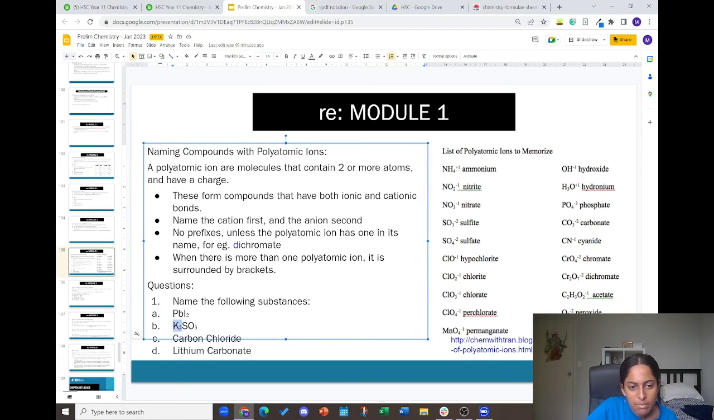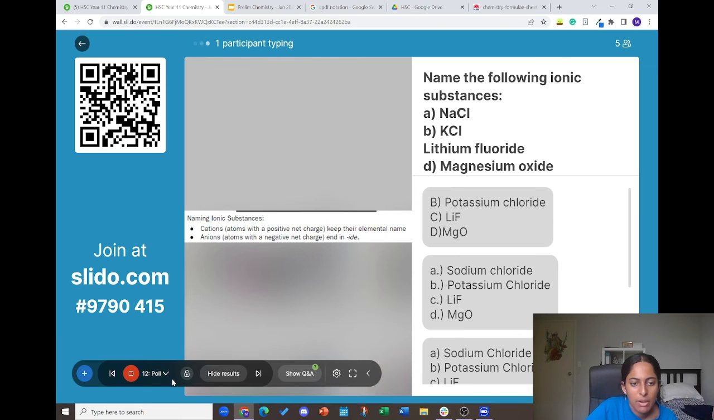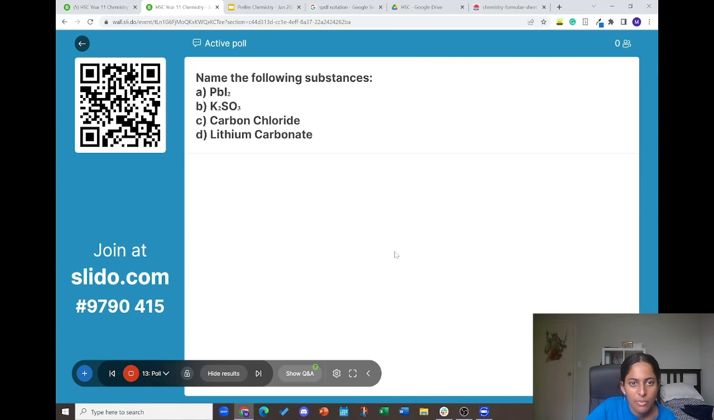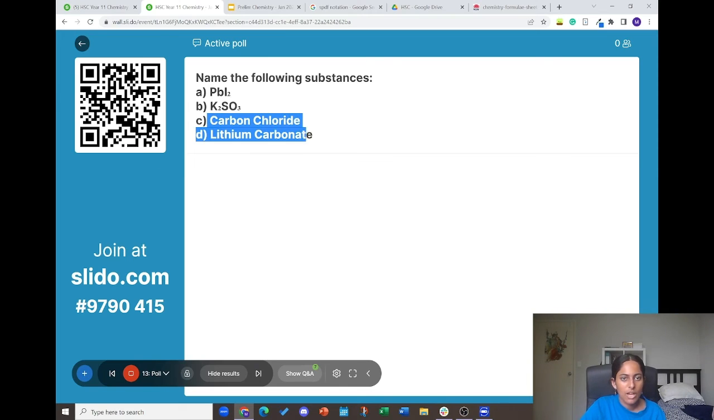Now that I've explained part B, you guys can have a go at part C and D. Let me just get up the poll for that one. So have a go at these two.